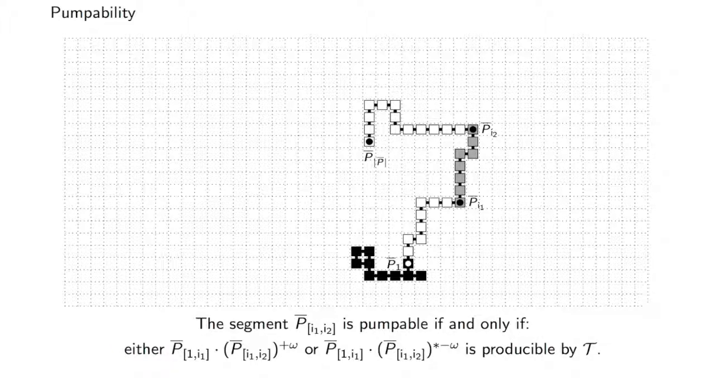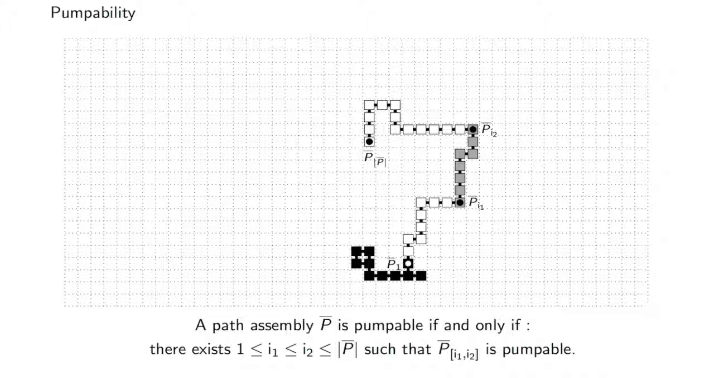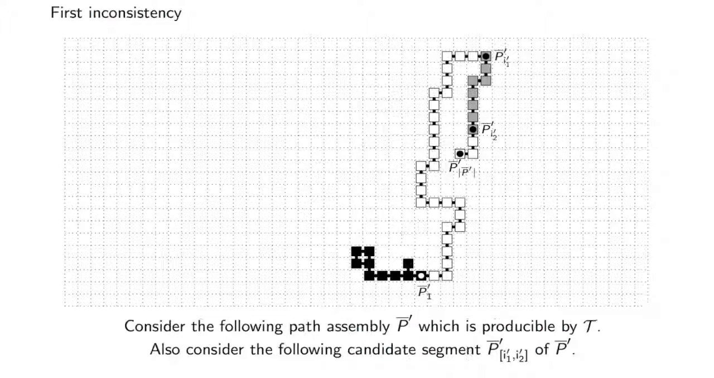We say that a candidate segment of P is pumpable if and only if at least one of its extensions can be produced by the tile assembly system. A path assembly is pumpable if and only if there exists a pumpable candidate segment of P. The notion of pumpability is the key notion of this study. Our aim is to find a pumpable segment in a path assembly. Now, we focus on the obstacles which can prevent a candidate segment from being pumpable.